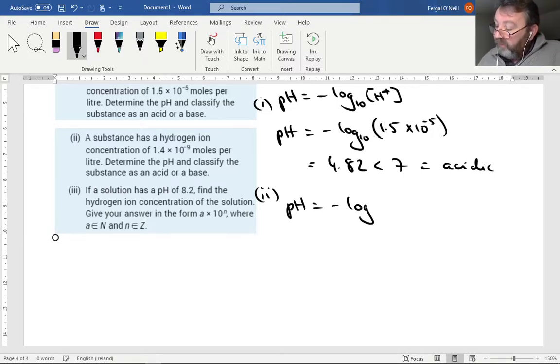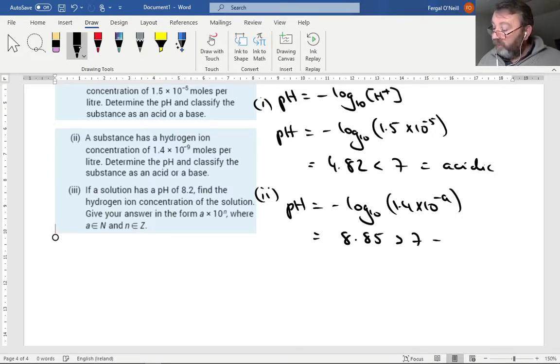Minus log to the base 10, this time of 1.4 by 10 to the minus 9. Okay, so do the same thing. Let's just change that minus 5 for a minus 9, and change the 1.5 to a 1.4. So minus log to the base 10 of 1.4 by 10 to the power of minus 9, and that pH comes out as being 8.85, which is greater than 7, so it's basic.